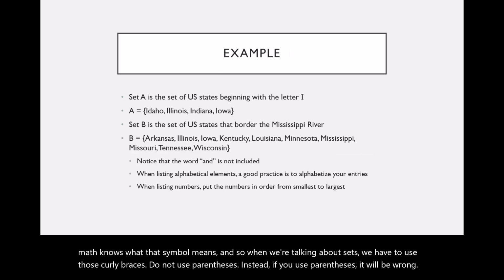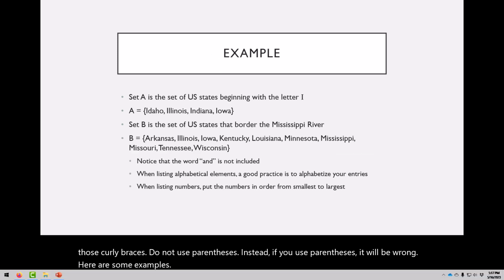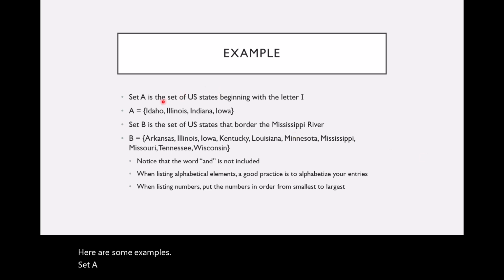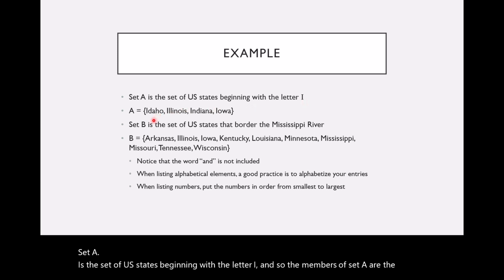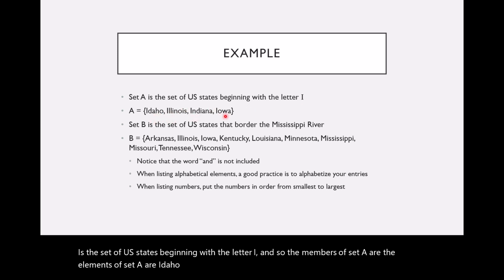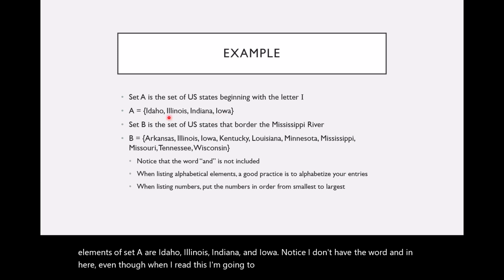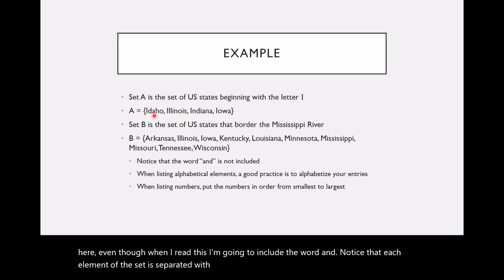Here are some examples. Set A is the set of US states beginning with the letter I. And so the members of set A, or the elements of set A, are Idaho, Illinois, Indiana, and Iowa. Notice I don't have the word "and" in here, even though when I read this, I'm going to include the word "and." Notice that each element of the set is separated with a comma, and notice that the set is put in braces, not parentheses.